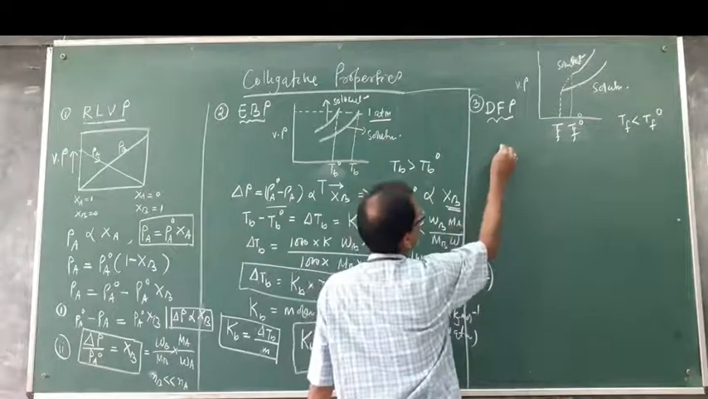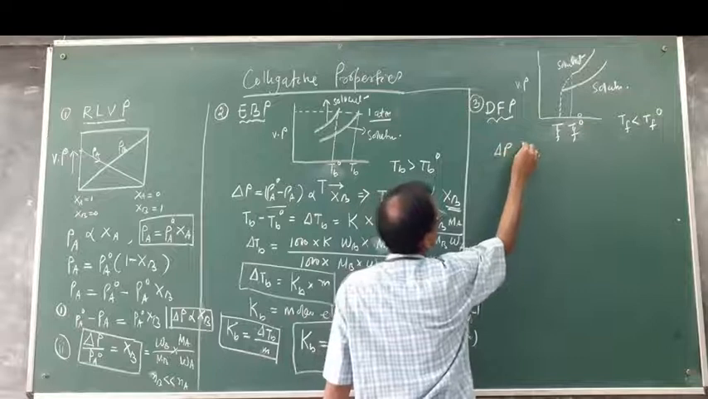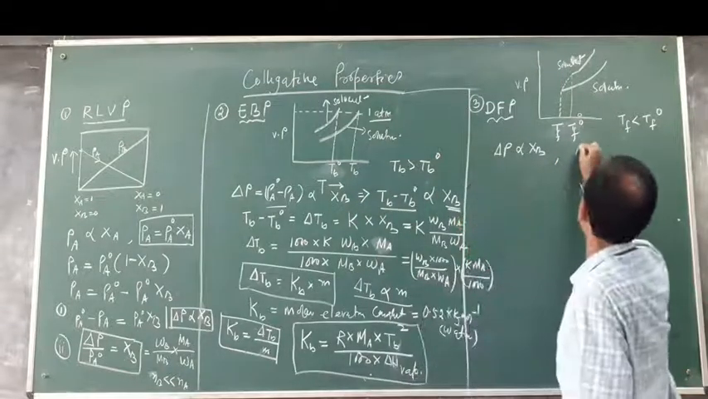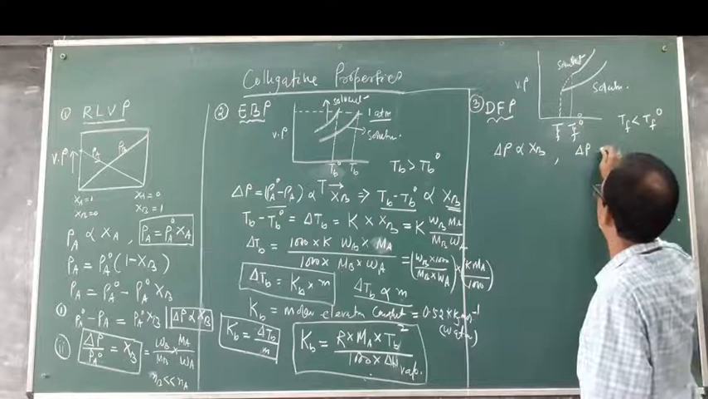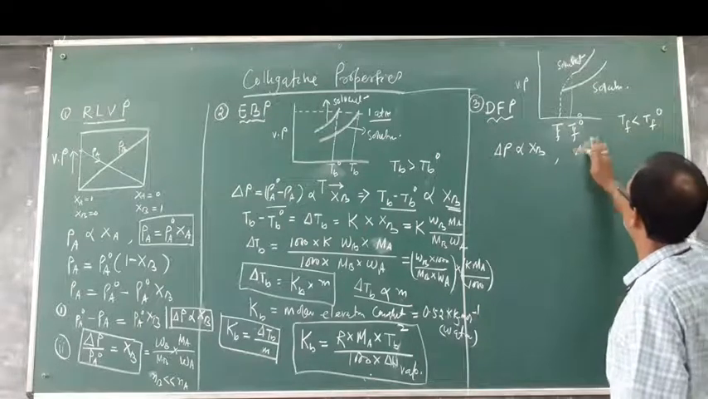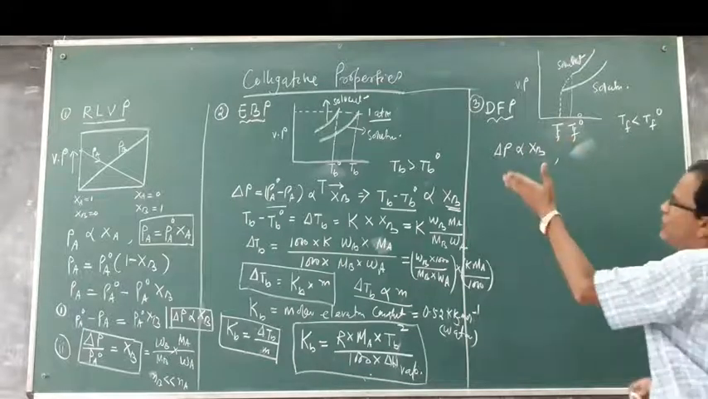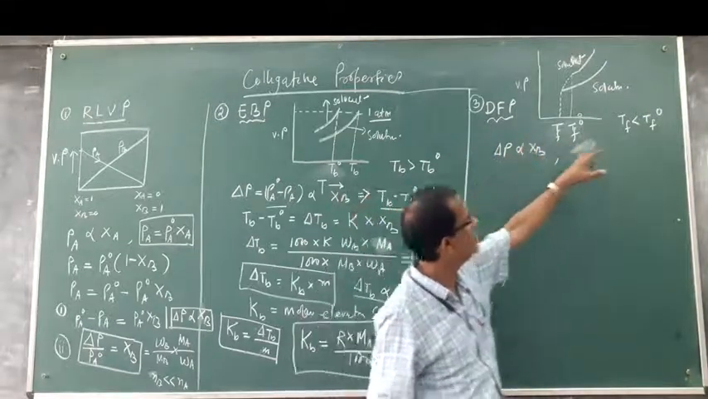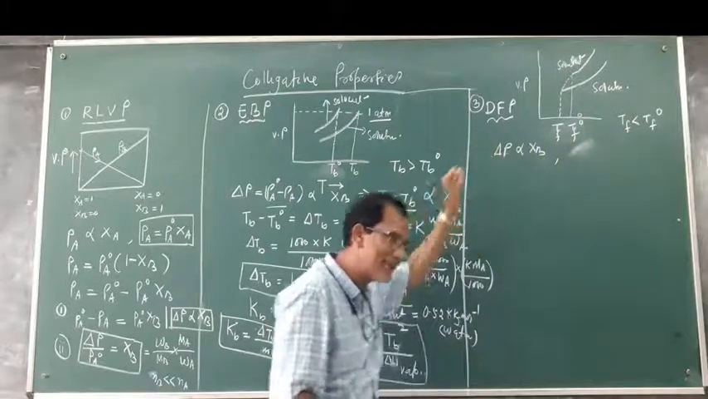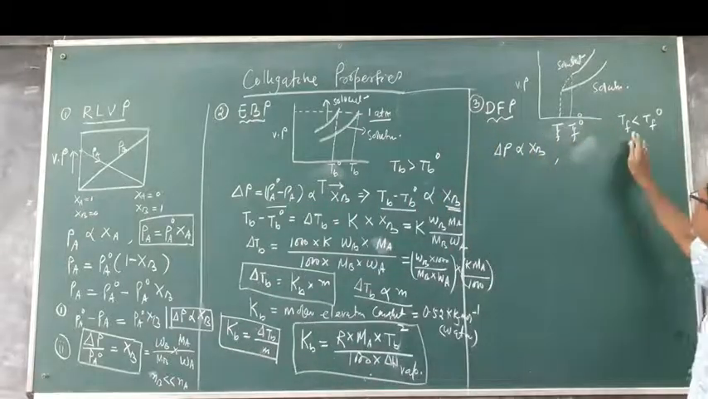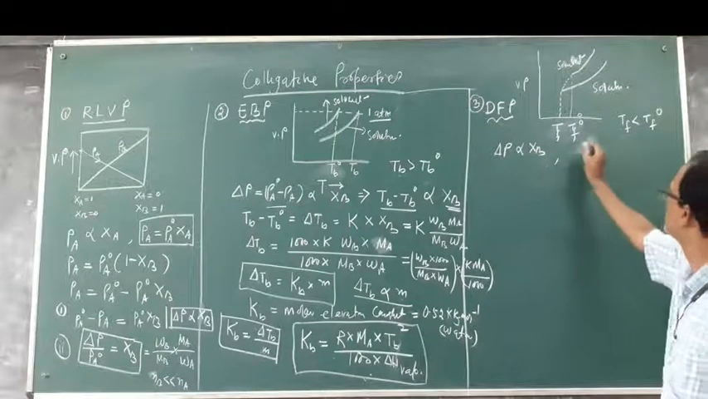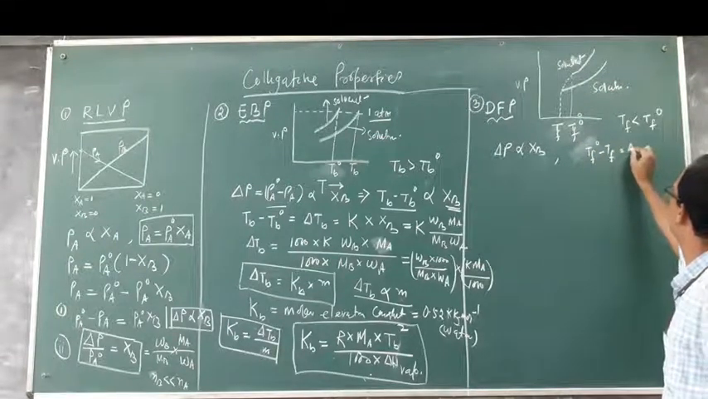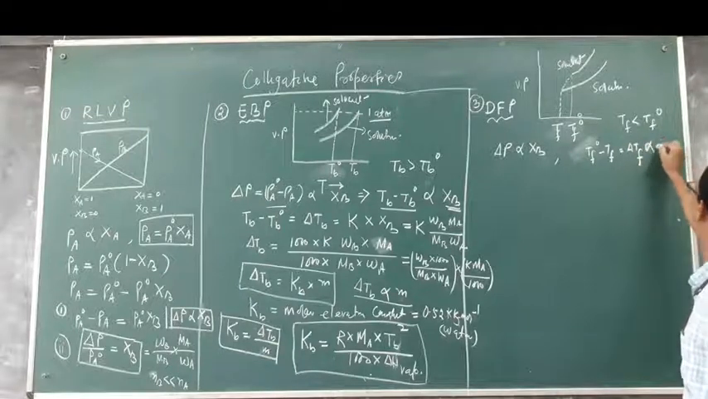We know as per Raoult's law, del P is directly proportional to xi v. Del P and temperature are directly related: decreasing vapor pressure and decreasing freezing point. Here vapor pressure decreases and freezing point also decreases. That's why, in place of del P, we write Tf naught minus Tf, which is called del Tf, proportional to xi v.